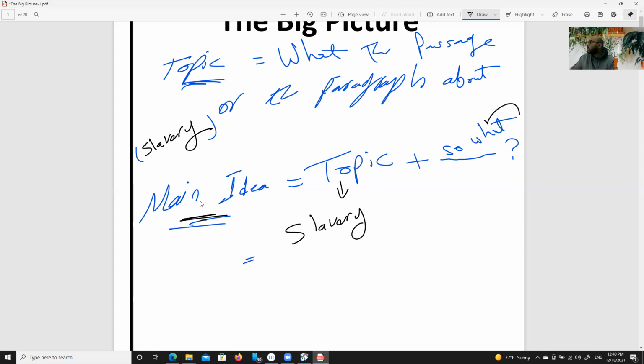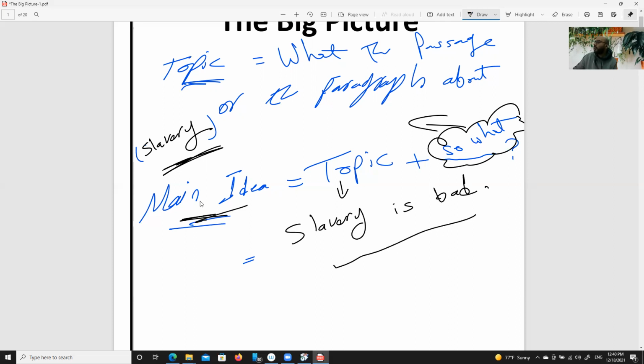plus so what? What does this so what mean? It means what is the author's position on slavery? Does the author support it or is against it? You write here: slavery is bad. Slavery is bad is the main idea. So the main idea equals the topic, slavery, plus the position of the author, bad. Or slavery is good.